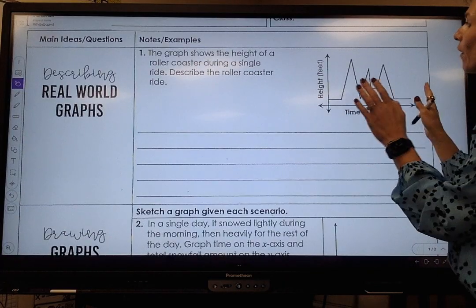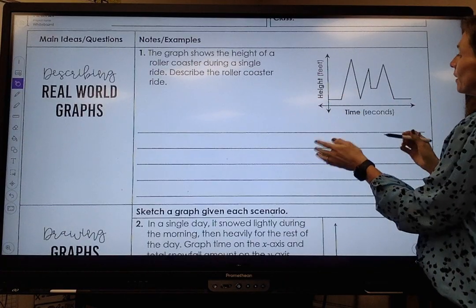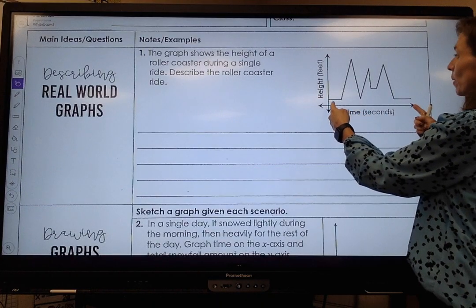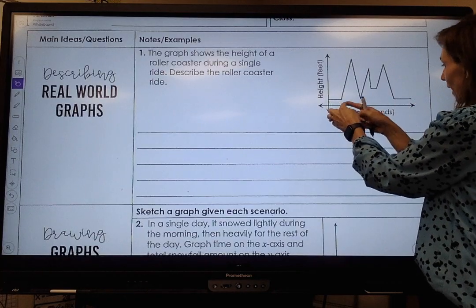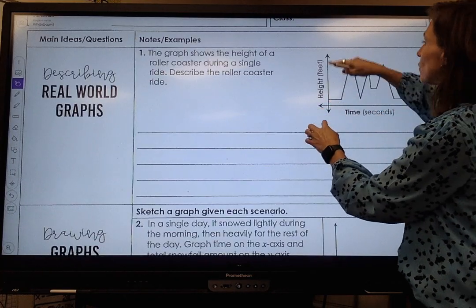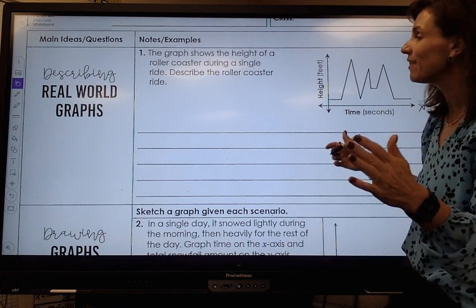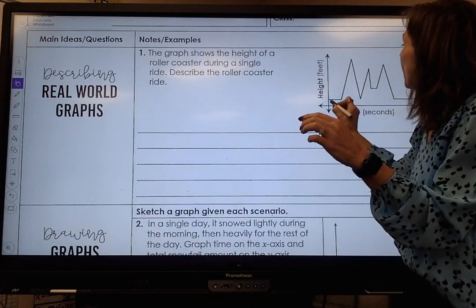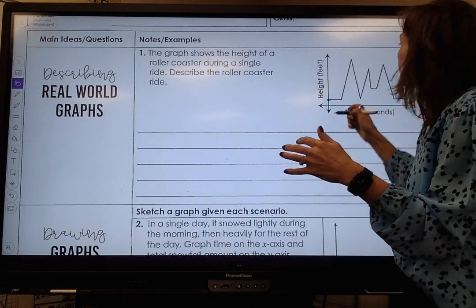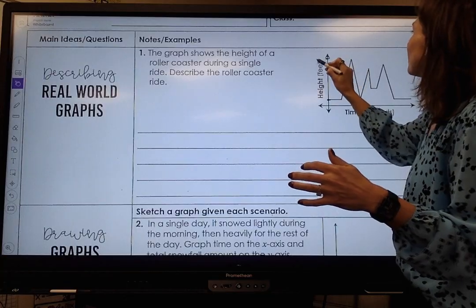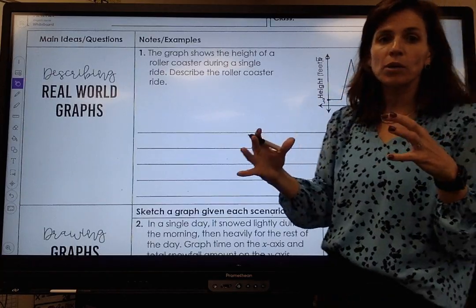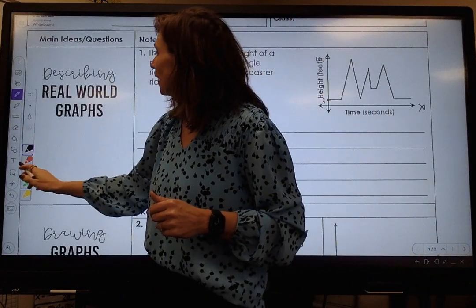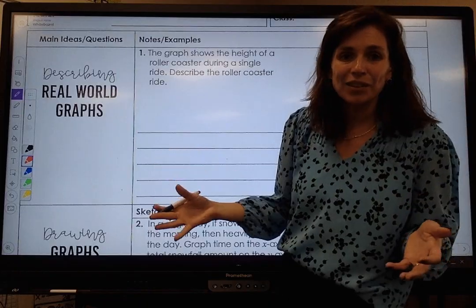So if I look at this, the domain, the time, is going to go from 0 seconds to, I don't know, maybe 3 minutes. So this x-axis represents time, and this represents the height. My height is not starting at 0. My height is starting at, maybe 3 feet, and it's going to go up to, I can say, 100 feet. So those are the parameters that I'm looking at. If I want to describe this graph, and it's a roller coaster, how might this look in paragraph form?